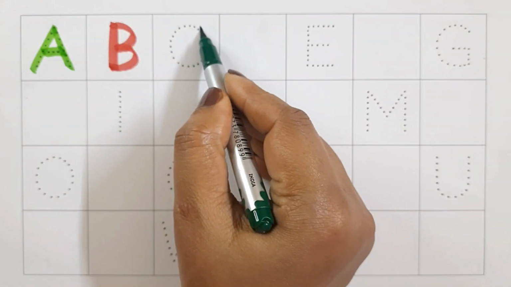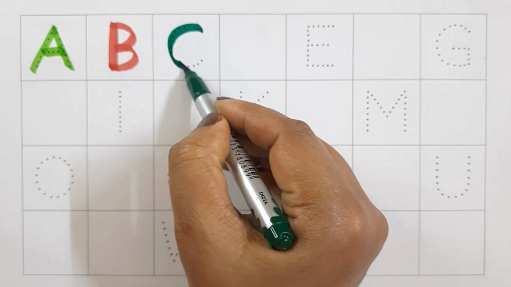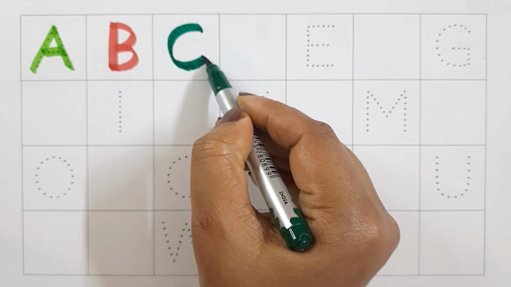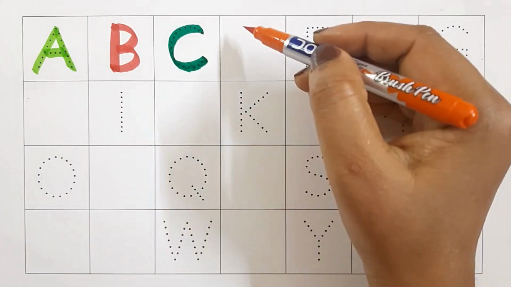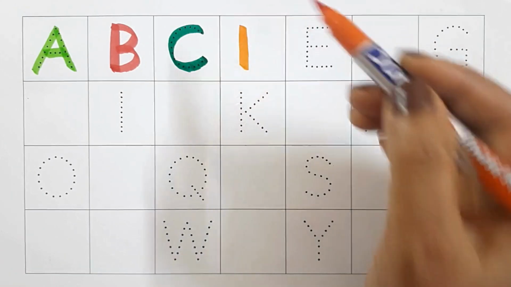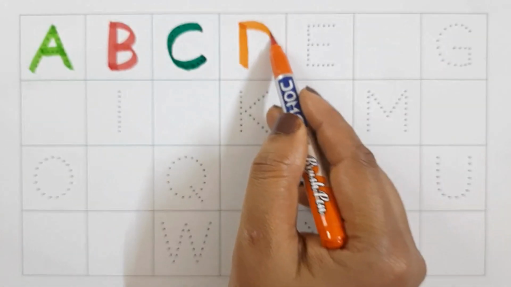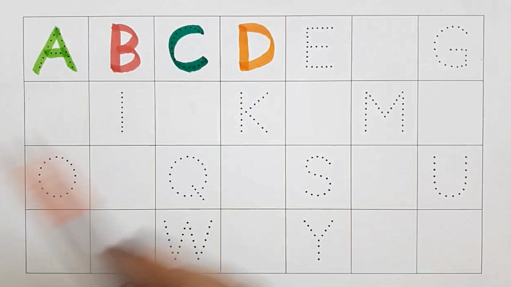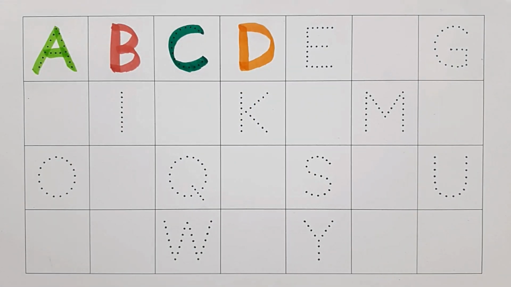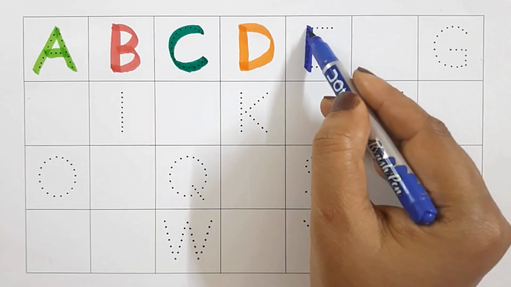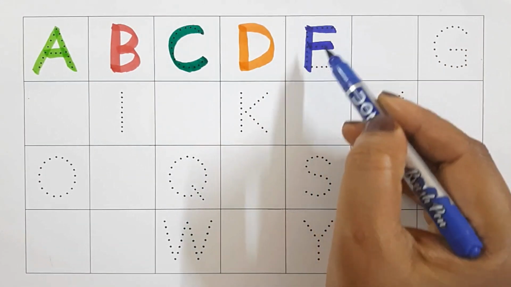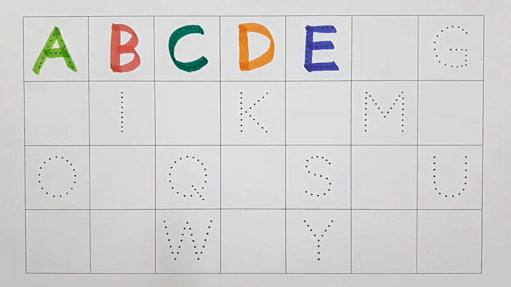Dark green color, C. C for car. Orange color, D. D for drum. Blue color, E. E for eagle.